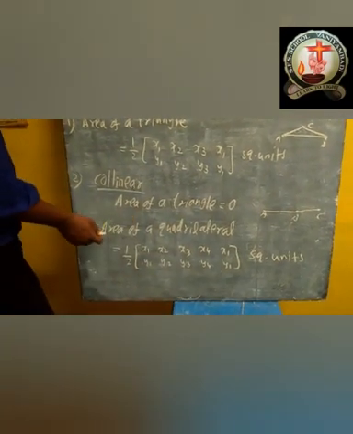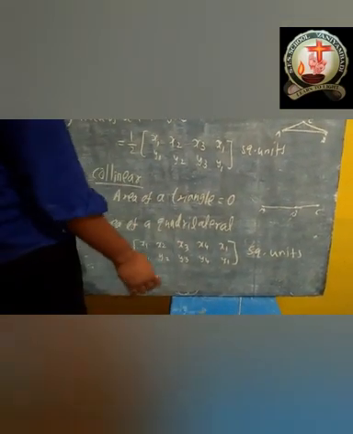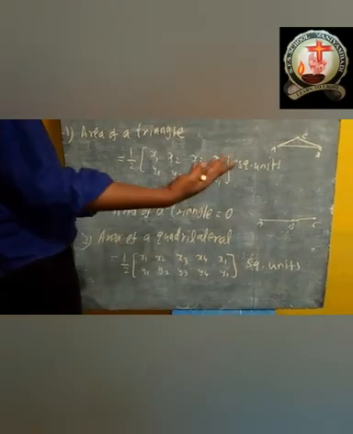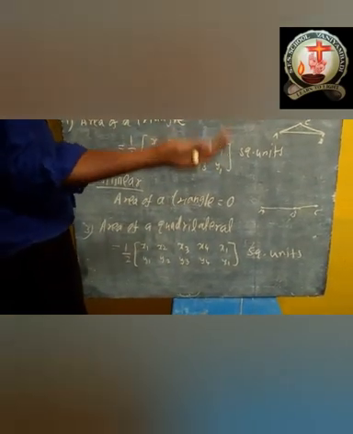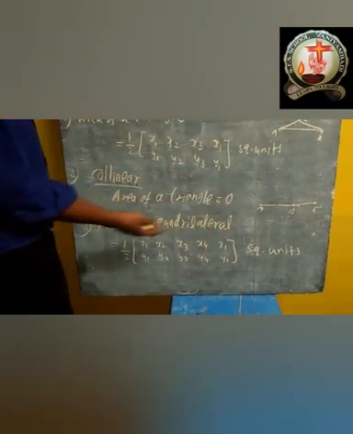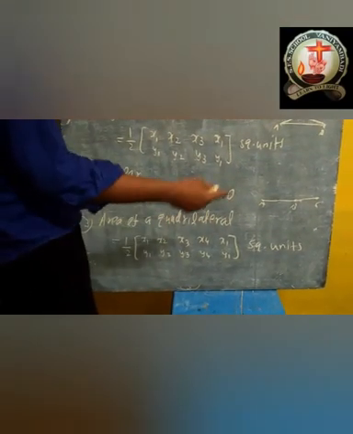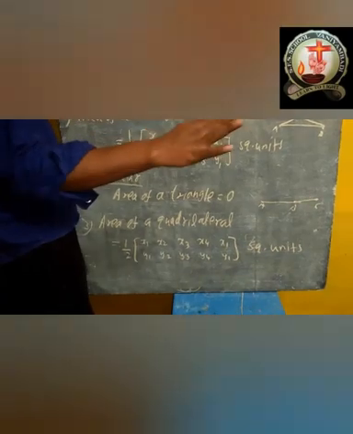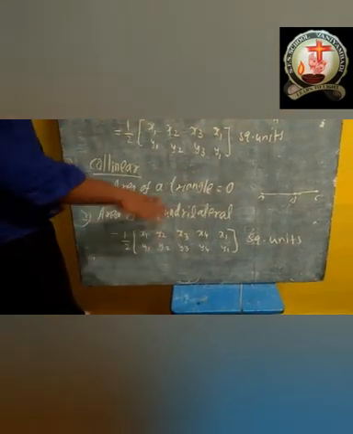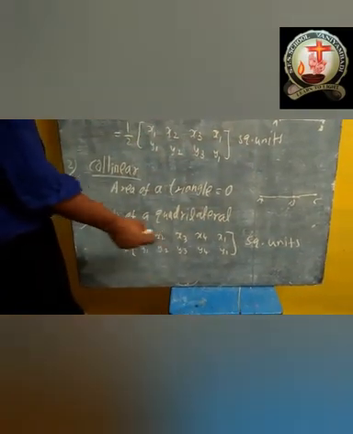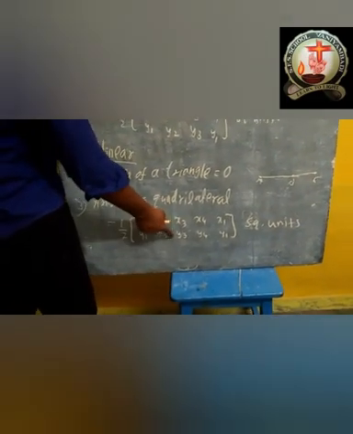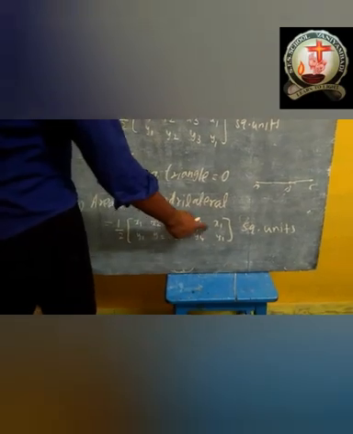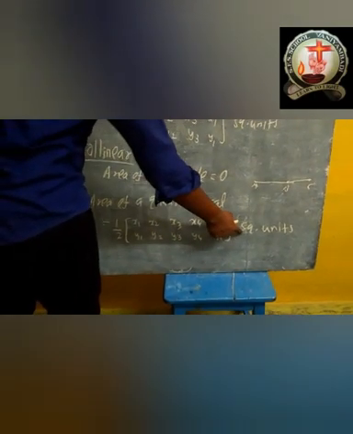Okay. Next, area of the quadrilateral. We know that quadrilateral means what? 4 sides. What are the shapes we have? Square, rectangle, trapezium, parallelogram. Everything is called a quadrilateral, because what are the sides? We have 4 sides. We can say that all these shapes are quadrilaterals. The formula is 1 by 2 of x1 y1, x2 y2, x3 y3, x4 y4, x1 y1, square units.